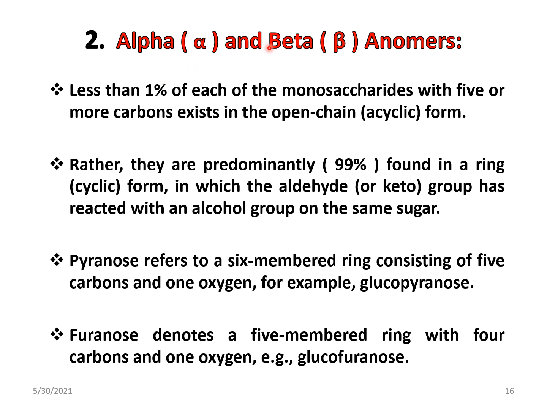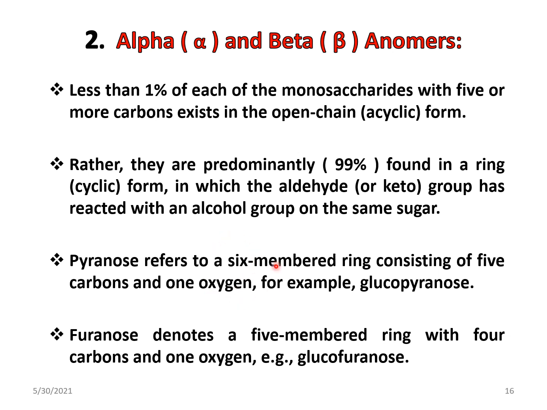The second type of isomerism is the alpha and beta anomers. Less than 1% of monosaccharides containing 5 or 6 carbon atoms exist in the open chain or acyclic form. Rather, they predominantly, in other words more than 99% of monosaccharides, exist in a ring structure, in cyclic structure, in which the aldehyde or the ketone group reacts with an alcohol group in the same molecule of sugar.